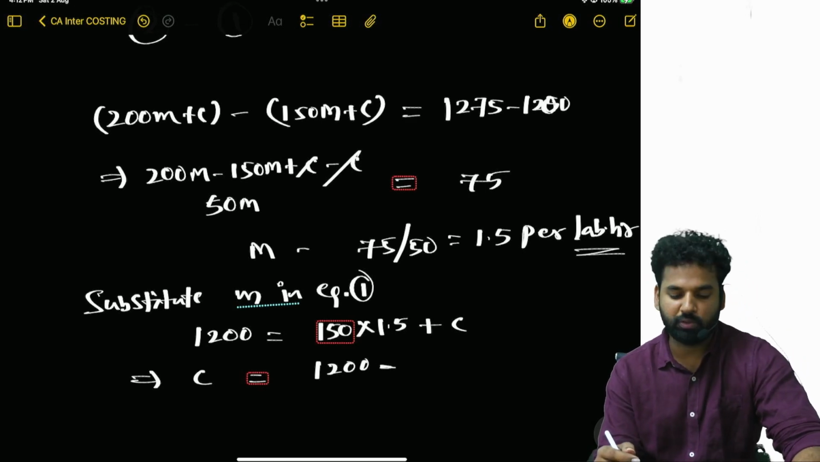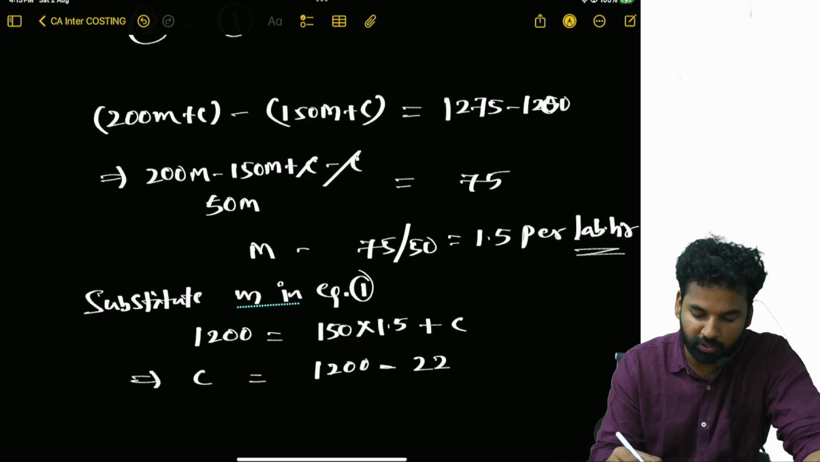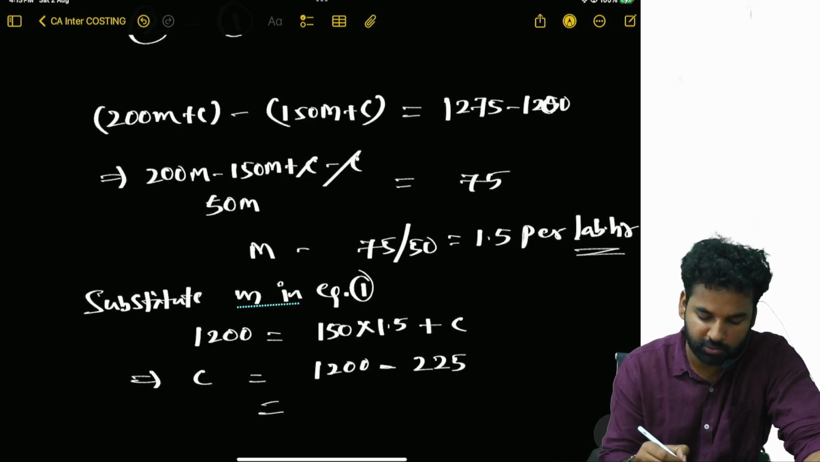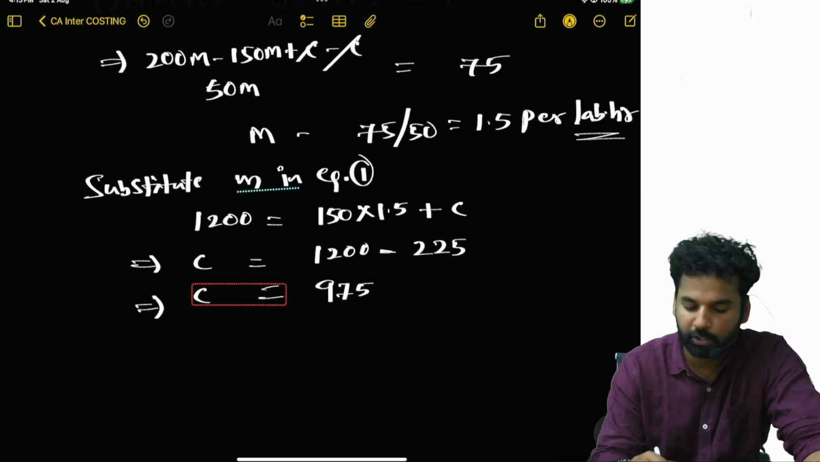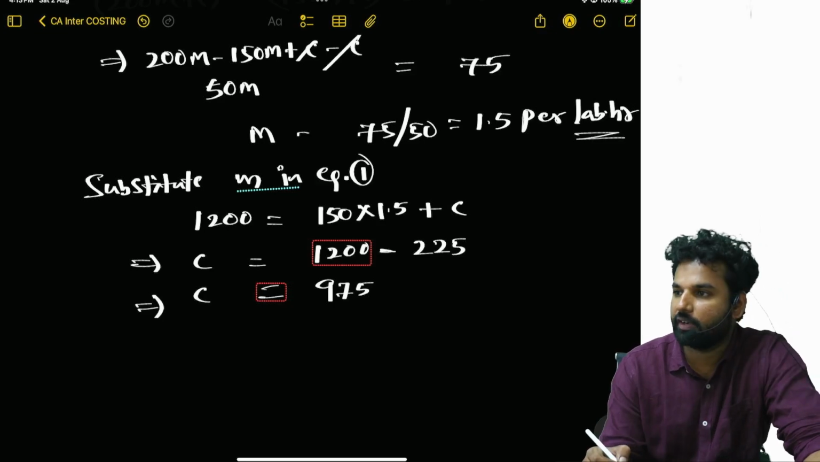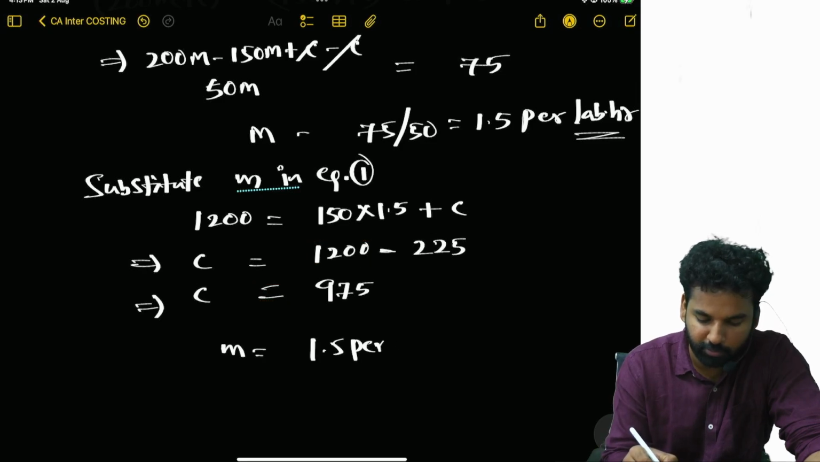1.5 into 150 equals 225. Correct? So C is equal to 975. Correct? Okay, so you got C as 975, and M you got as 1.5 per labor hour.